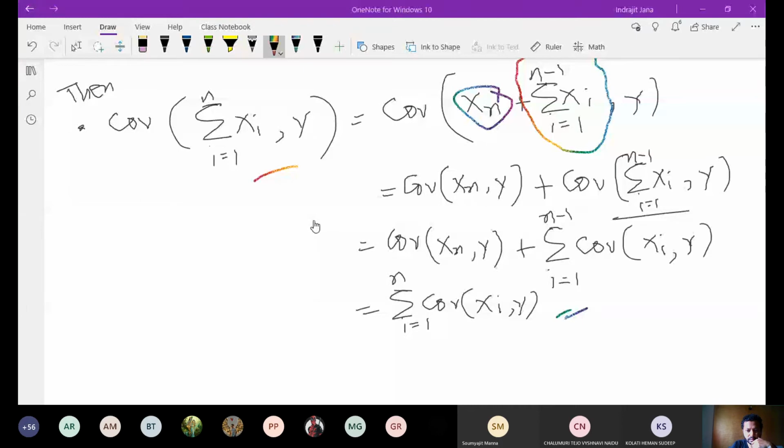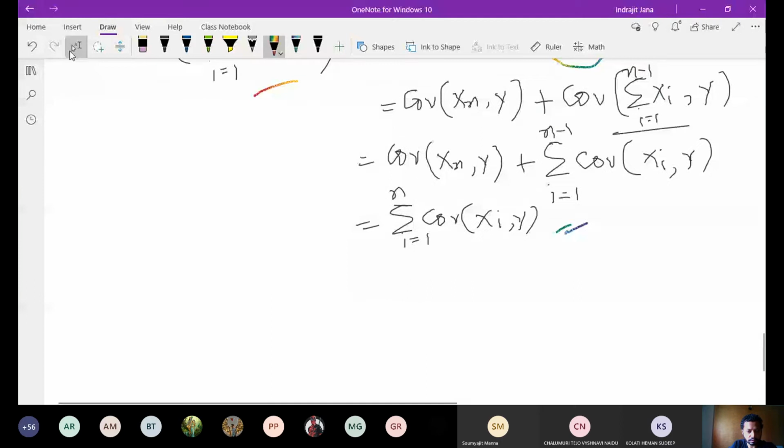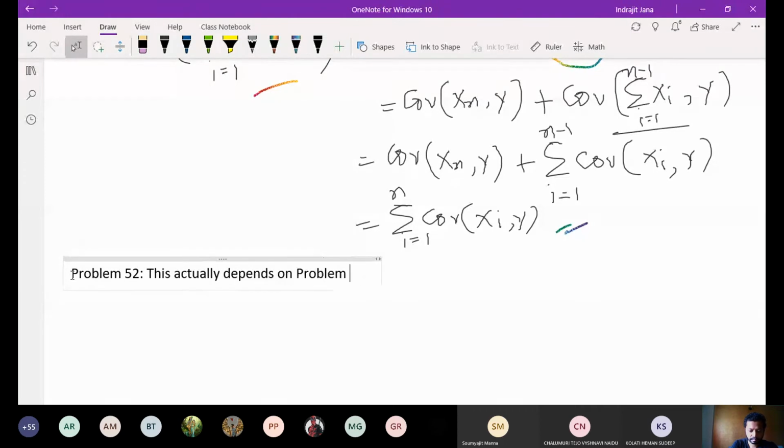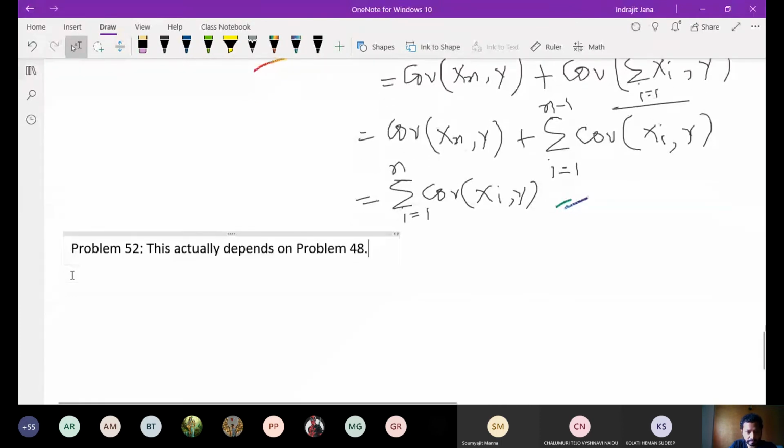Okay, so let me do 52, which has 11 votes. Okay. 52 is again about the covariance. Okay, and actually 52 depends on this problem 48. So let me do problem 52. Problem 48, which I have just done now.